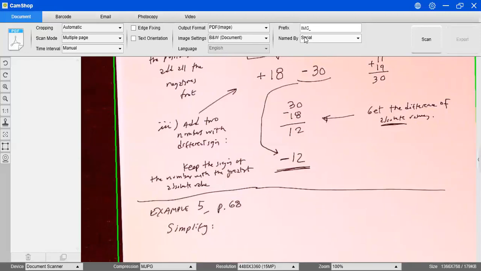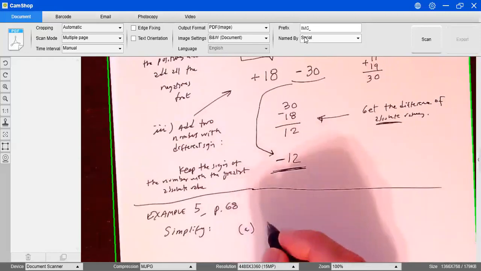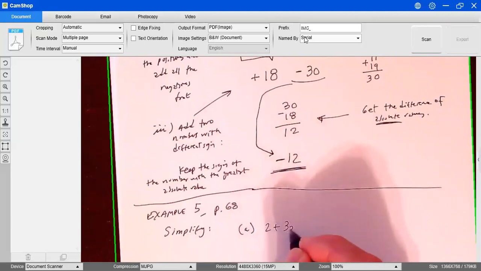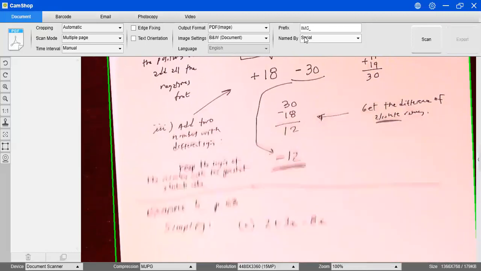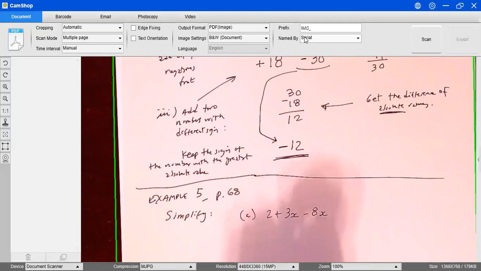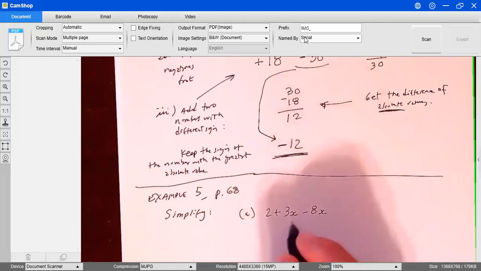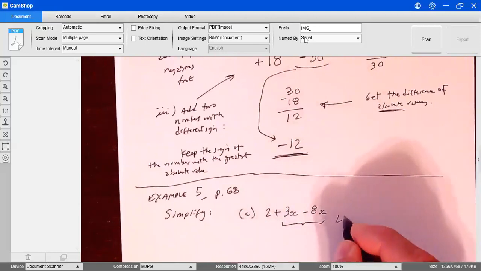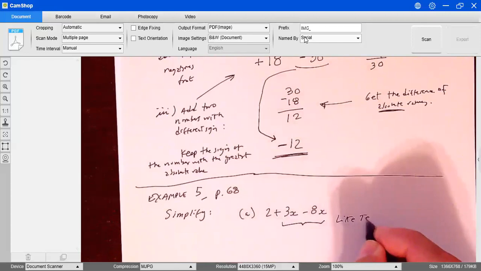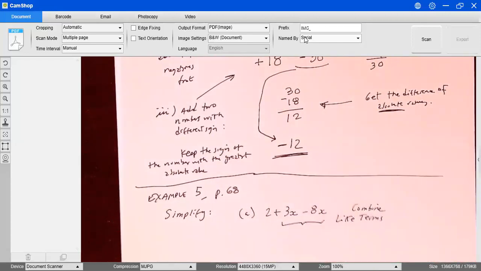So the first one, we have 2 plus 3x minus 8x. So this is my algebraic expression. The algebraic expression has 3 terms, but only 2 are like terms. So these are like terms. So we're going to combine like terms.